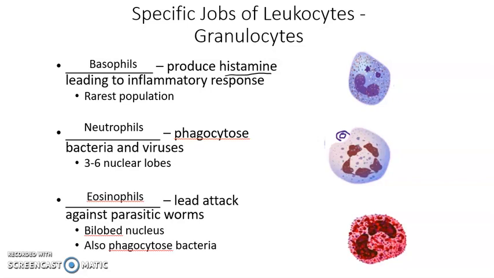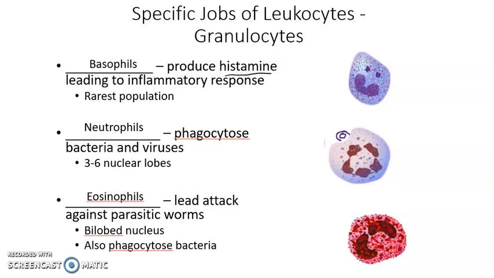probably the most specialized granulocytes. They have a nucleus that looks like a pair of kidneys to me. And they're specialized in leading the attack against parasitic worms, but they do other things as well. They also can function as generalist germ killers, right? So they have that bilobed nucleus. They can also phagocytize bacteria, but they do lead the attack against parasitic worms.